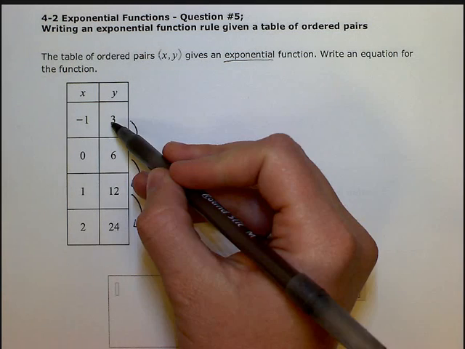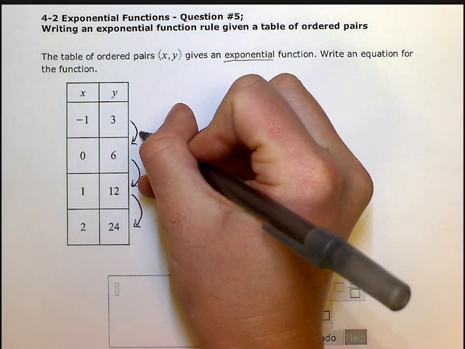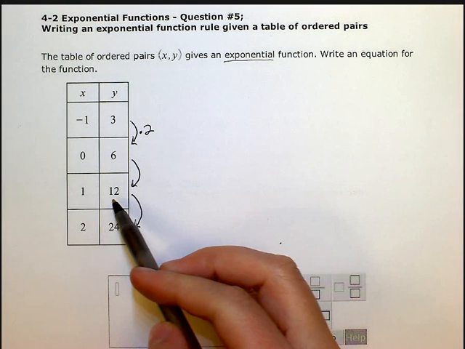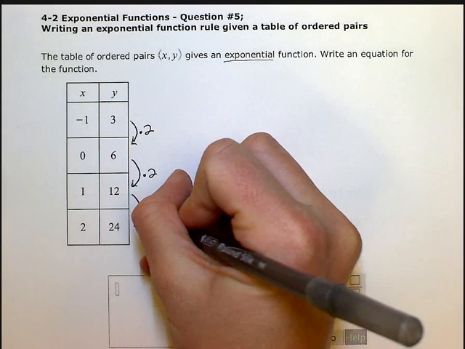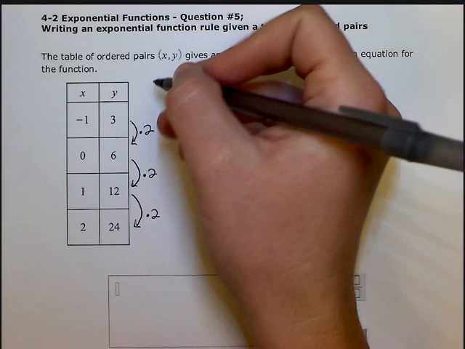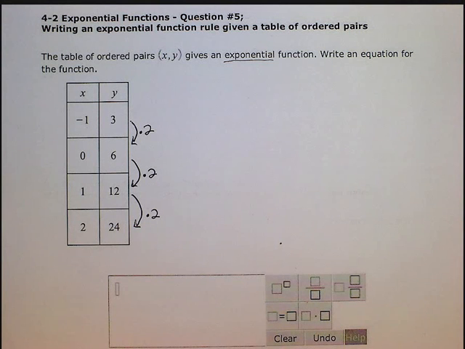So to get from 3 to 6, I multiply by 2. To get from 6 to 12, I multiply by 2. To get from 12 to 24, I multiply by 2. So here I see that common ratio of change is multiplying by 2.